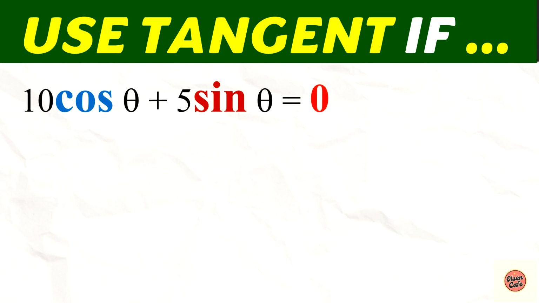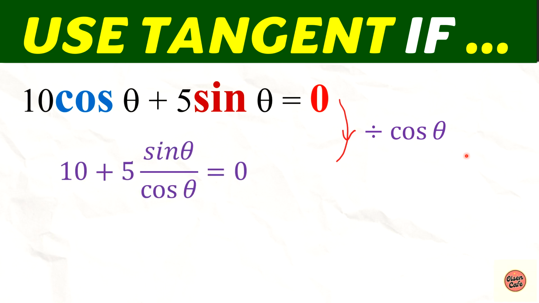We do have to take note and bear in mind that we can only use tangent if the right hand side of the equation is 0. So if I'm going to change it to tangent, I'm going to divide by cosine theta. So I will get 10 plus 5 sine theta over cosine theta, and then this will give me 5 tangent theta equals negative 10.